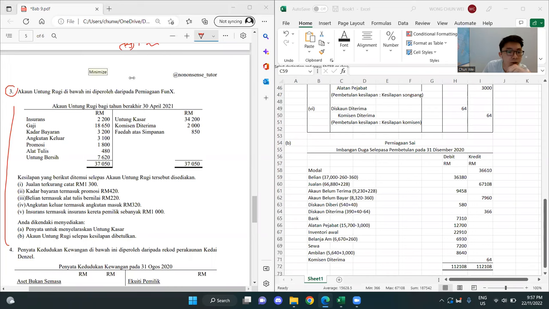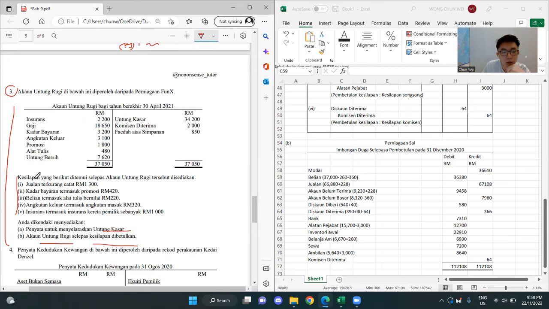Okay, let's go. So you can see here, this thing. And then anda dikehendaki menyediakan penyata untuk menyelaraskan untung kasar. And then you have to do an akaun untung rugi selepas kesilapan dibetulkan. So, there are a few changes here ditemui selepas akaun untung rugi tersebut disediakan. So, what are the changes? There are jualan terkurang caj, kadar bayaran, belian, angkutan keluar, insurans termasuk insurans kereta pemilik sebanyak 1,000.